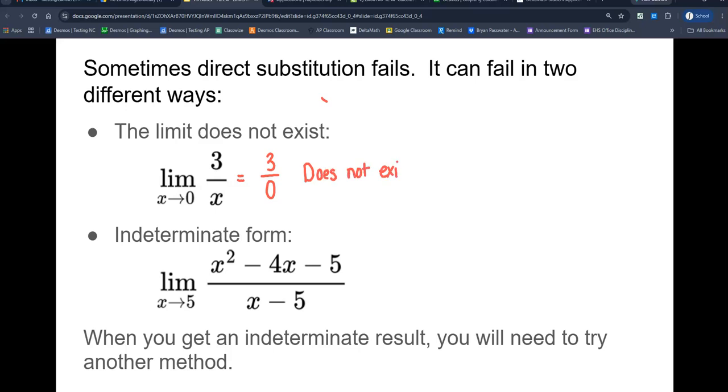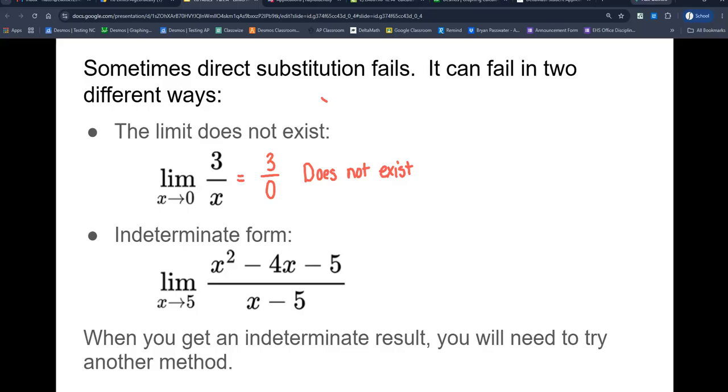A little bit later, we will talk about how you can tell if it's going to be positive infinity or negative infinity. But for right now, just give me a DNE for those. Technically, if positive or negative infinity are your answer, it's still a DNE, right? That does not exist.